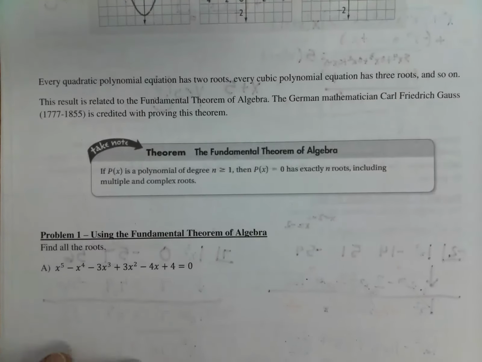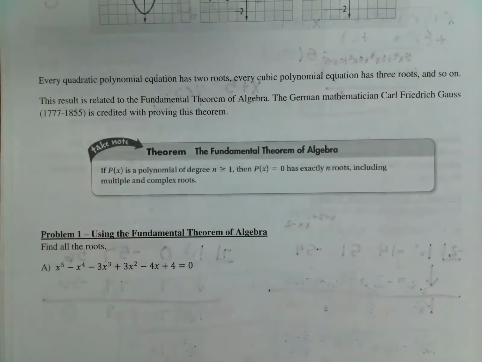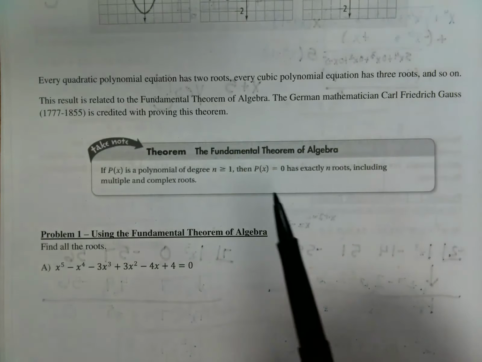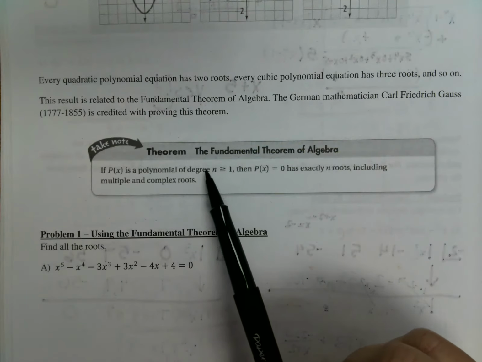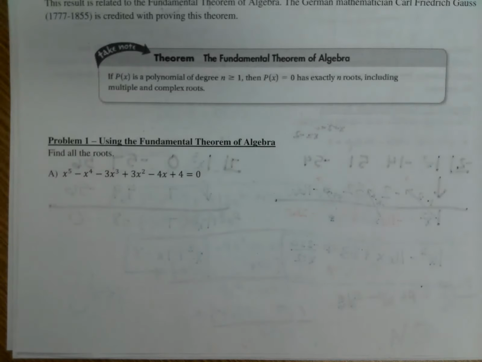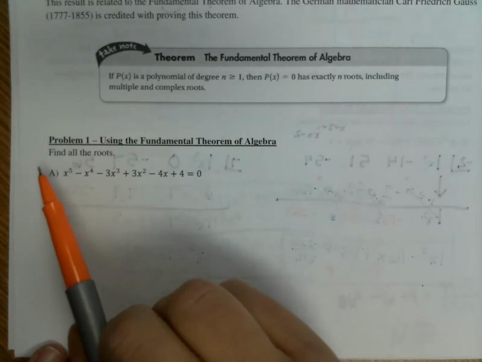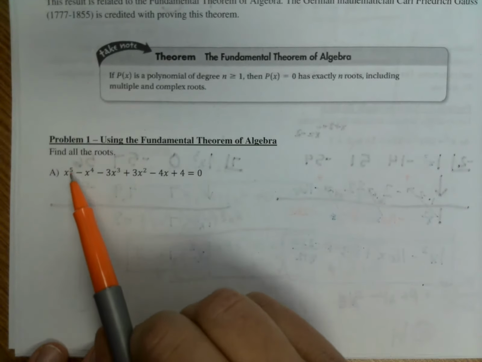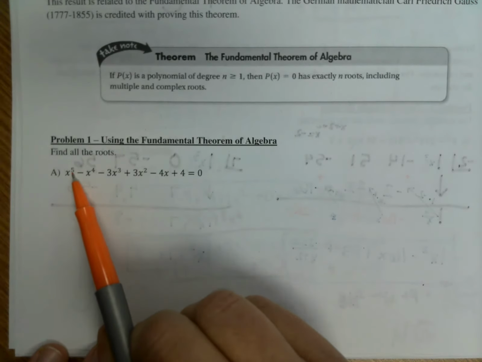When we look at the fundamental theorem of algebra, I've talked about this in class, but the degree will tell you how many roots you have. So we're looking at problem 1, and we know that this is going to have 5 zeros. Some of them may repeat.